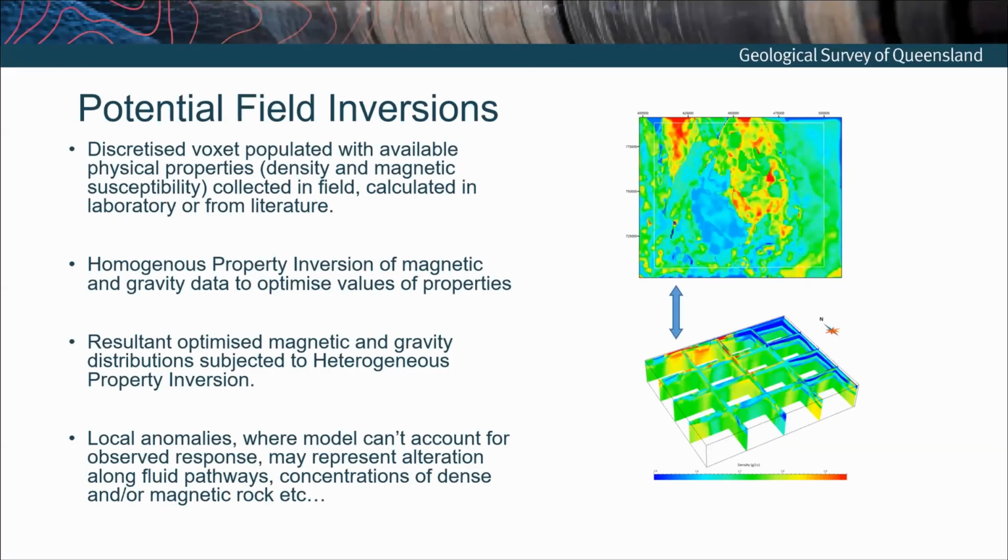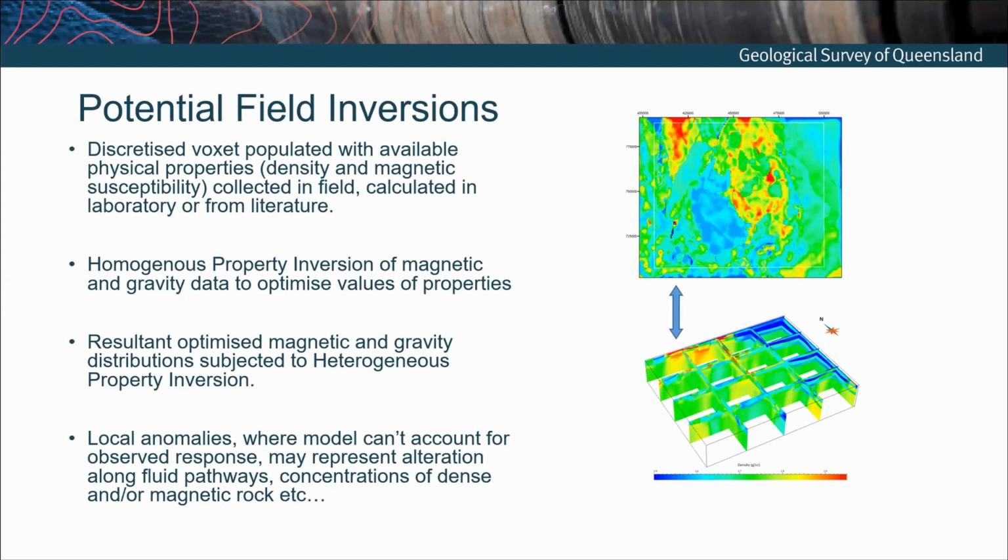So the next step we took with these was potential field inversions. From our discretized voxel model, we then populated those with physical properties. As part of fieldwork, we collected samples to get mag sus values or density values for those rock units to populate those into our Common Earth model. The first step we did was a set of homogeneous property inversions on the data. So this is where we're giving each unit a mag sus value or a density value, and then set the inversion to fit the observed data, and each unit is permitted to vary within a user-set range to optimize that starting model.